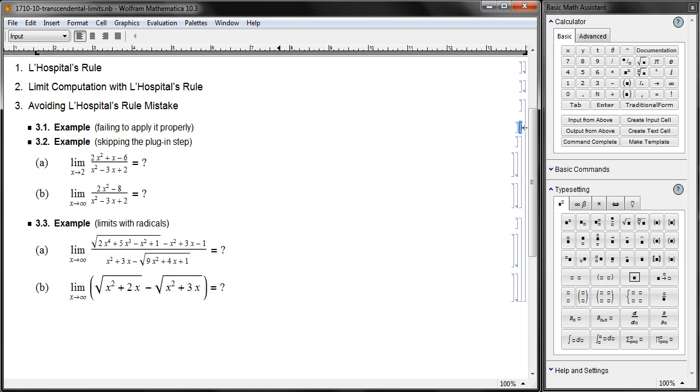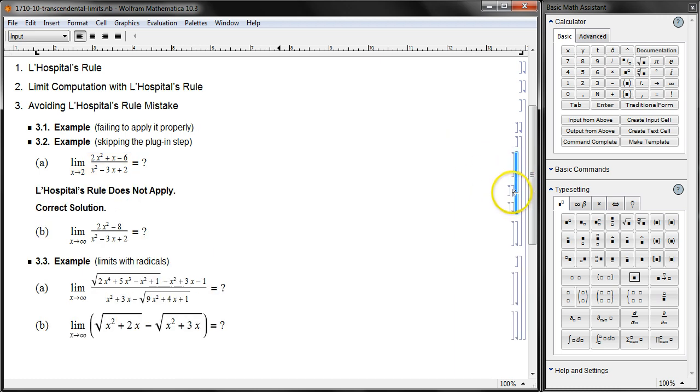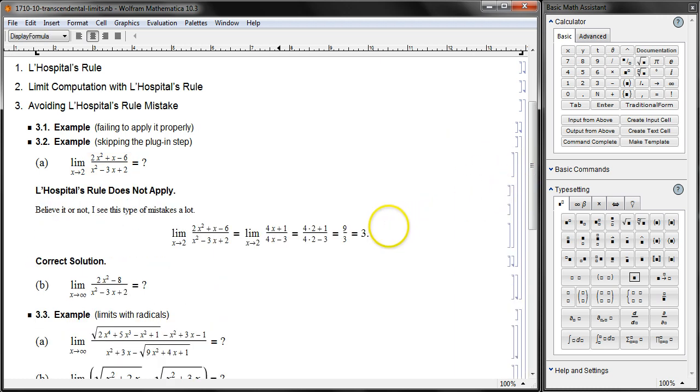Next, skipping the plug-in step. What about it? Plug in x equals 2 here, and do we actually get 0 over 0 or infinity over infinity type limit? In that case, you can use L'Hopital's rule, but if you skip that step and just apply L'Hopital's rule, you get this kind of bogus computation. Take the derivative of numerator, derivative of denominator, and then plug in numbers. It looks like you're going to get x equal to 3, limit equals 3, but no, this is incorrect.